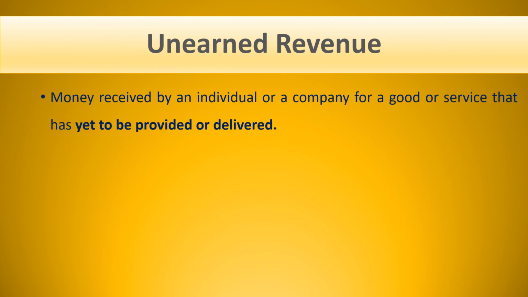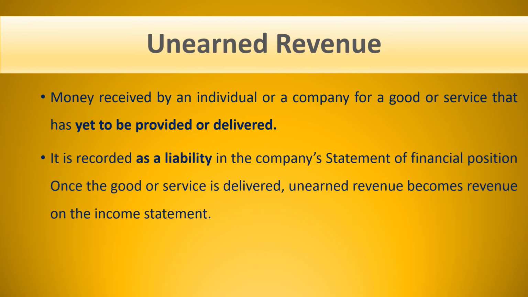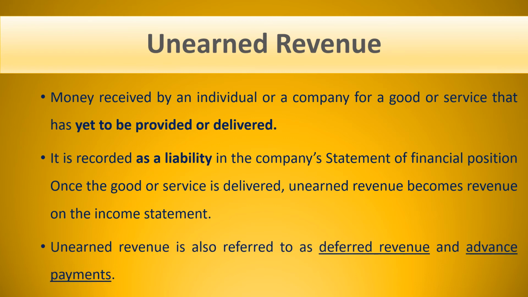Unearned revenue is the money received by an individual or a company for a good or service that has yet to be provided or delivered. It is recorded as a liability in the company's statement of financial position. Why? It represents a debt owed to the customer. Once the good or service is delivered, the unearned revenue becomes revenue on the company's income statement. This is also known as deferred revenue and advance payment.